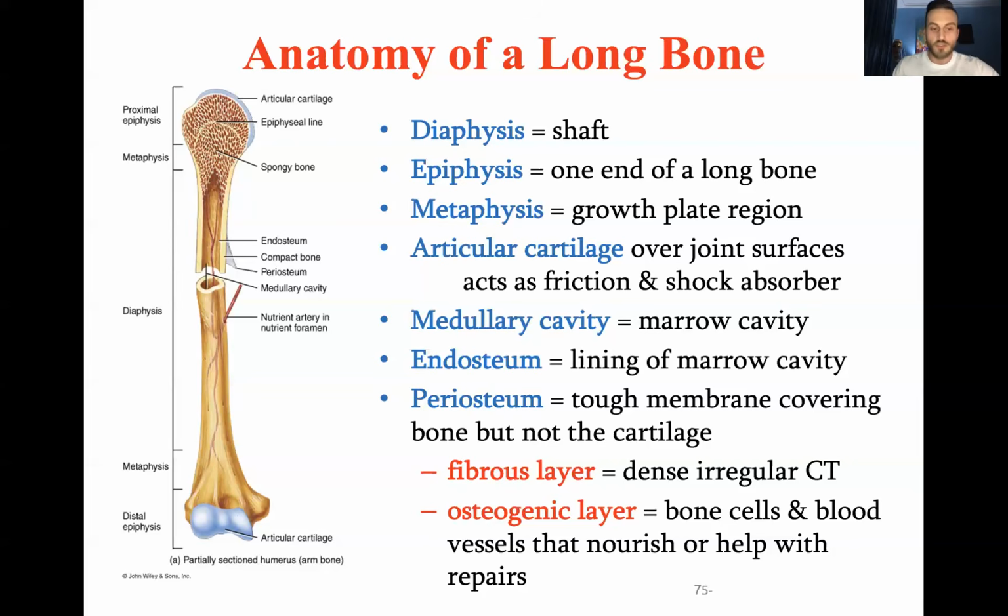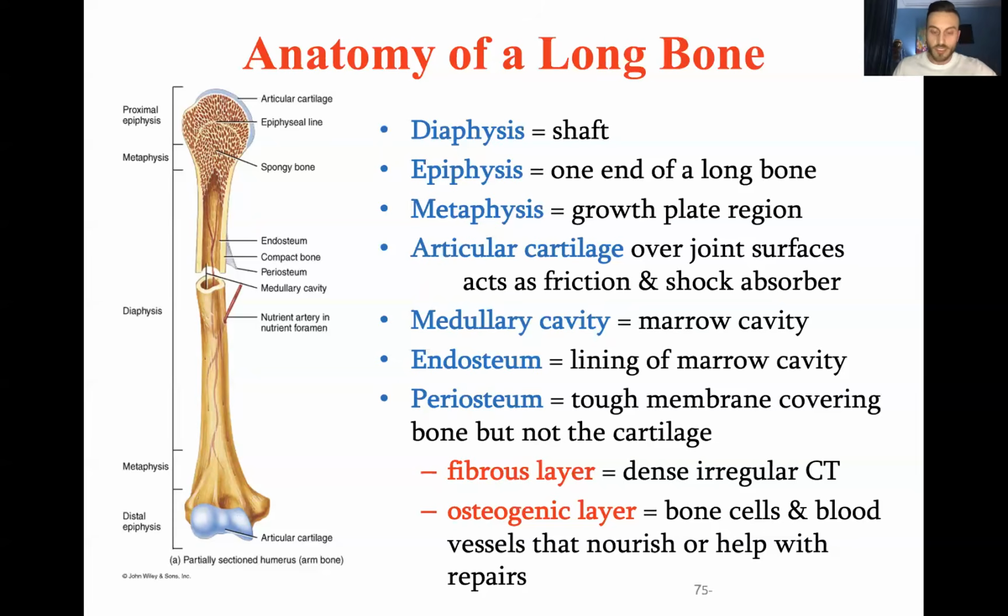As you all know, everything in our body has a covering. For example, the muscles have a fascia. The bone has an outer covering, which is called the periosteum. Peri means outside, osteum means bone, so it's outside the bone. It's called the periosteum. It's a tough membrane.